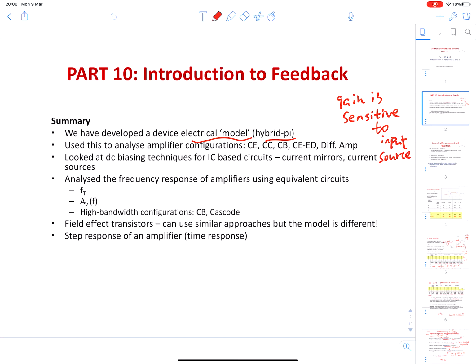In the introduction to feedback, we have talked about the device electronic model, the hybrid pi, used to analyze amplifier configurations: common emitter, common collector, common base. We looked at the differential amplifier, the DC bias techniques for IC-based circuits, current mirrors and current sources, and analyzed the frequency response of amplifiers using the equivalent circuit, for example the FT, the AV, and the high bandwidth configurations, the common base and cascaded, field-effect transistors can use a similar approach, but the model is different.